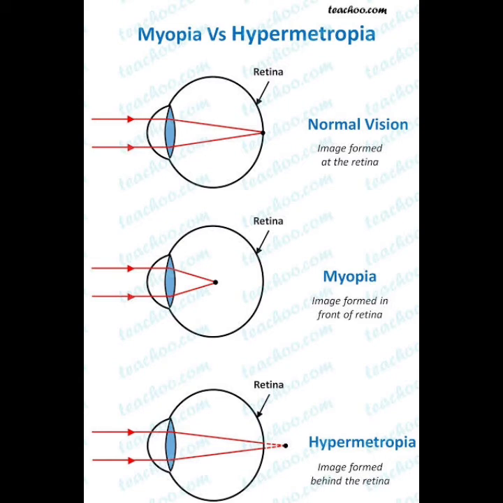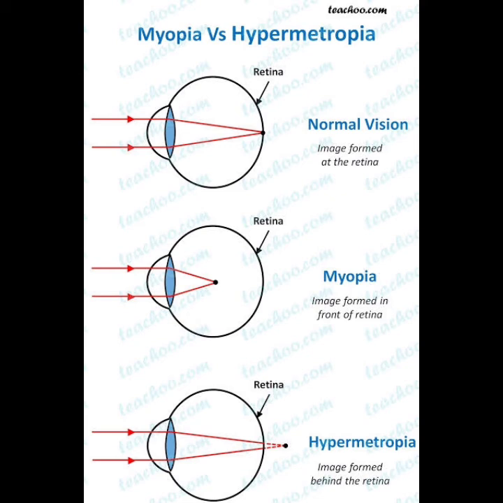Myopia is caused either due to high converging power of the eye lens or due to the eyeball being too long. In an eye suffering from myopia, the image of a distant object is formed in front of the retina, due to which the person cannot see it clearly. That is the main point.